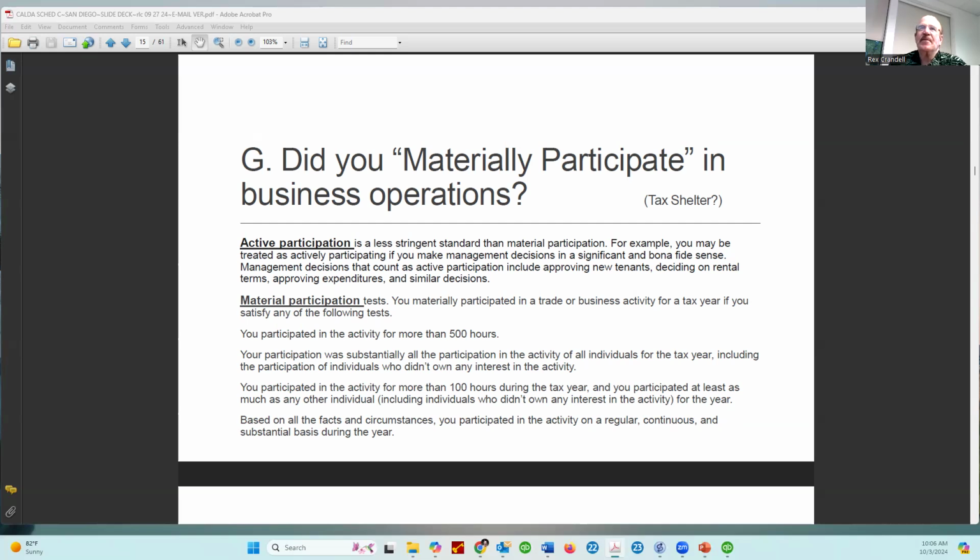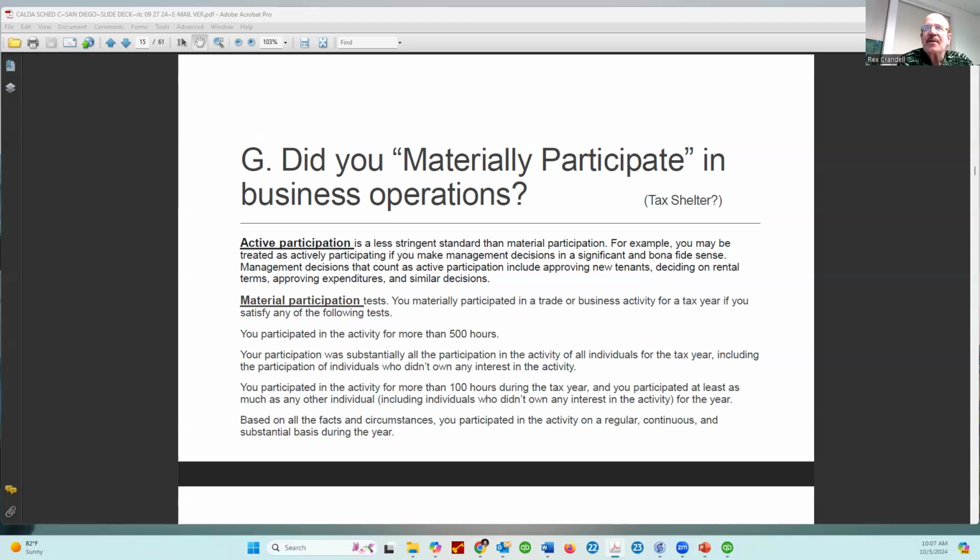A material participation test: active participation is a less stringent standard than material participation. You may be treated as actively participating if you make management decisions in a significant and bona fide sense. Management decisions that count as active participation include approving new tenants, deciding on rental terms, approving expenditures, and similar decisions. Then there's a more severe participation rule. That means you're working in the business.